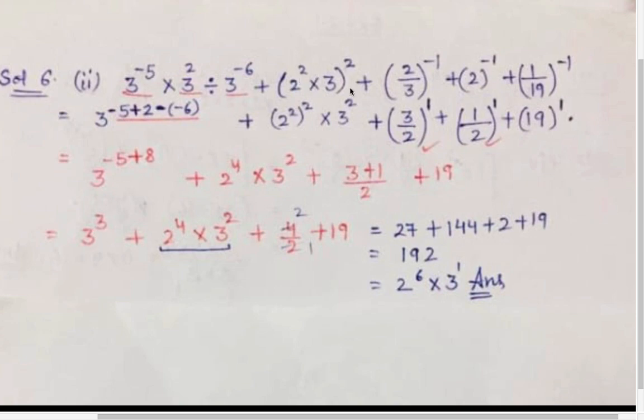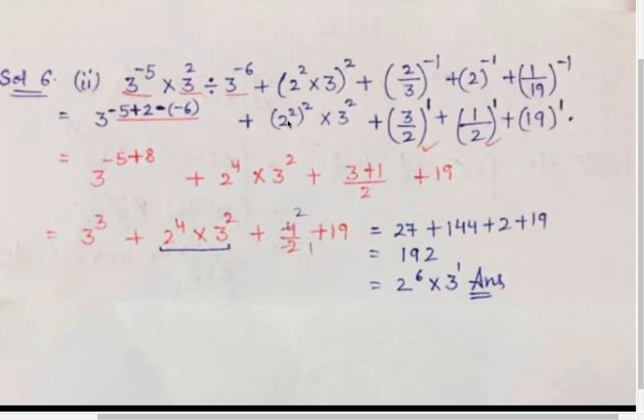2 raised to power 2 into 3, whole raised to power 2. That means if a whole is raised to a power, it will be raised to each value one by one. So 2 raised to power 2, its square, into 3 raised to power 2. Clear? Solve. What do you get?